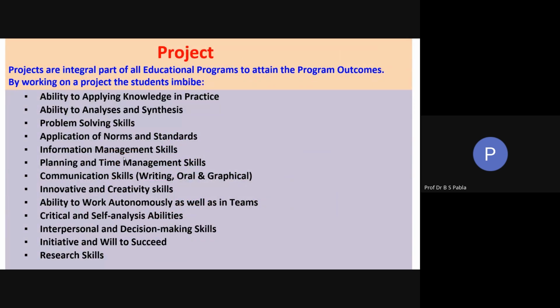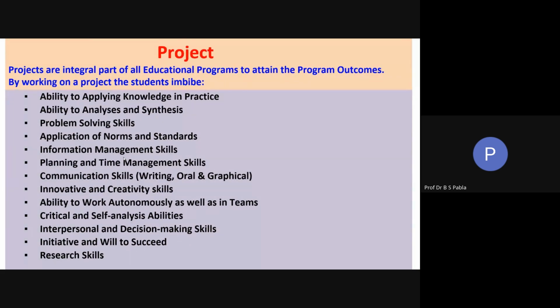Now let's see what is a project. Projects are an integral part of all educational programs to attain the program outcomes. Because we are all teachers, and most of you are teaching in engineering colleges. Of course, there are people who are teaching in education departments also. We have projects in all the programs. UGC has made it compulsory that you should have projects. It is a part of the curriculum.